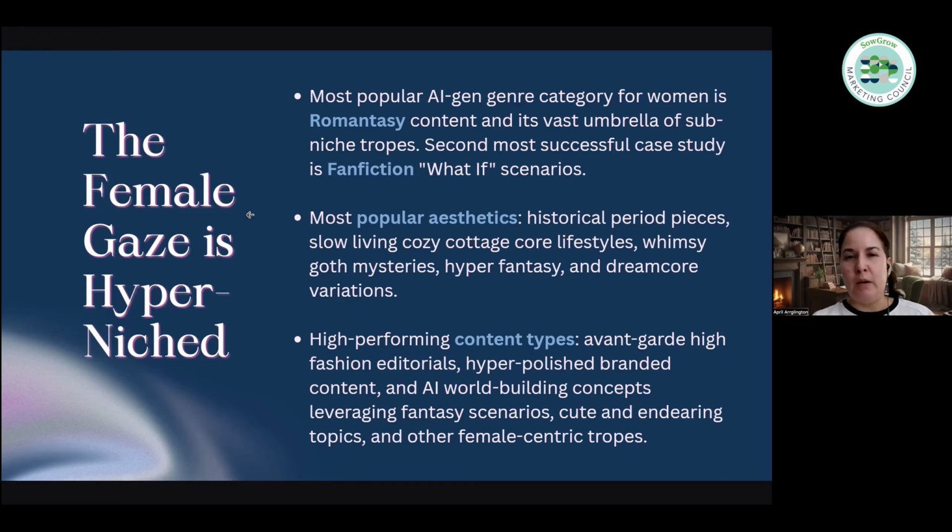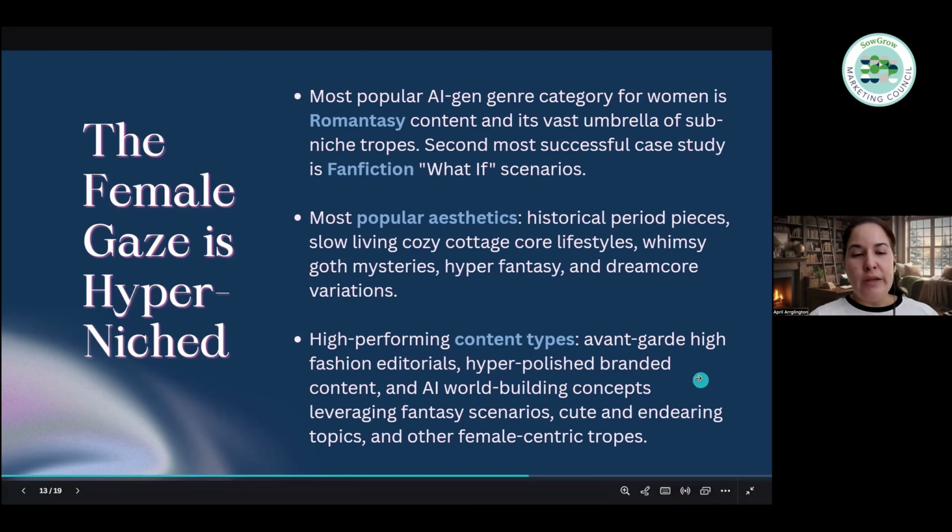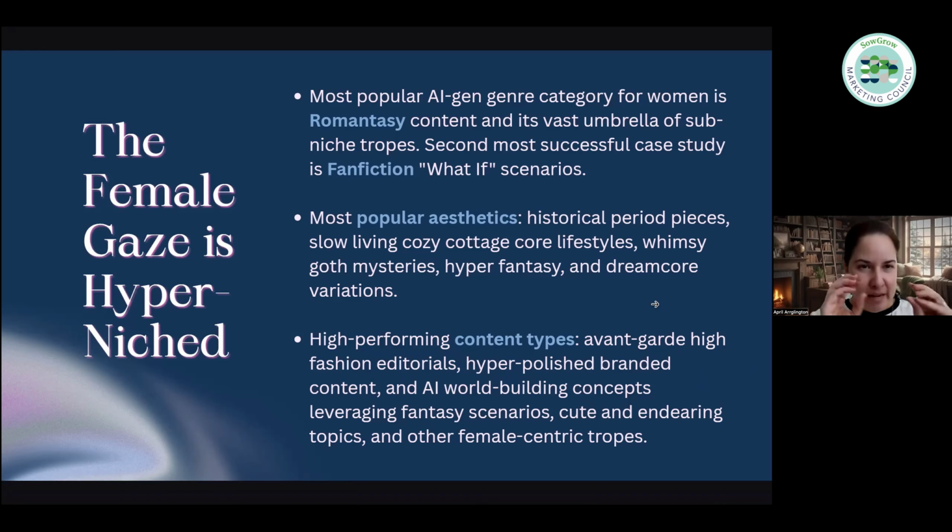In this slide, I break down how, for example, under romantasy, there's a vast umbrella of sub niche tropes. And then you have to consider the fan fiction what-if scenarios and all the different iterations, depending on whether it's cottagecore, hyper fantasy, whimsy goth, and stuff like that. So this is just a little insight on what is happening in that world. It's changing a lot, and very fast, as you can all imagine.